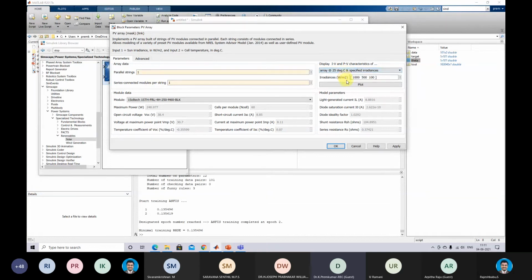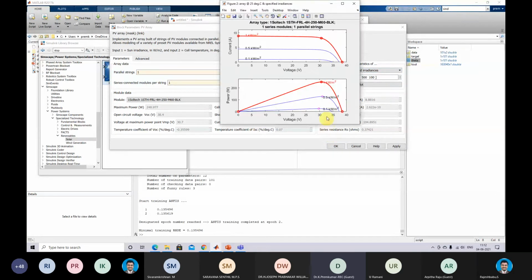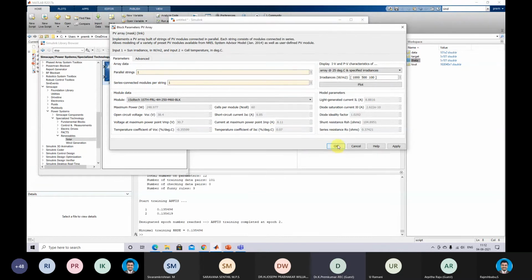And then here you can see the different plots, the IV and PV plots of the particular PV array for different irradiation conditions. So this is the maximum point for 1000 watts per meter square, around 249 watts. For 500 watts per meter square it is around 126.3. For 100 watts per meter square it is 24.25. So this is the peak power for the different irradiation conditions.